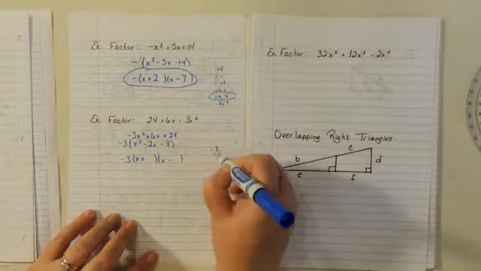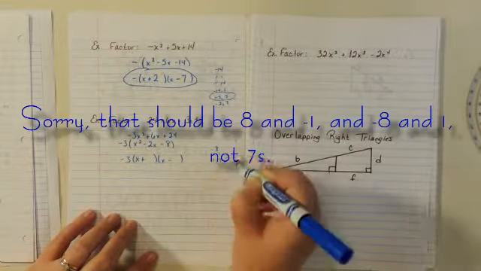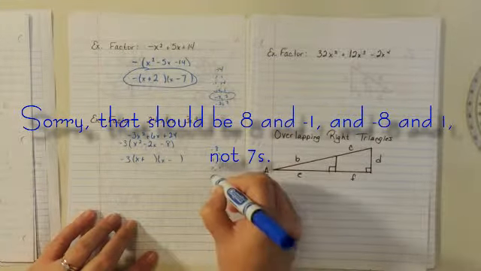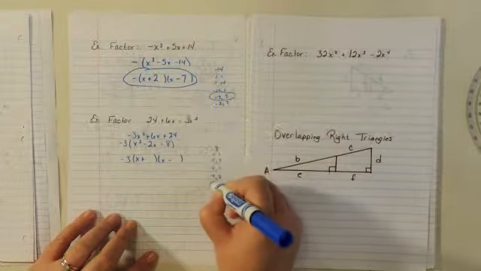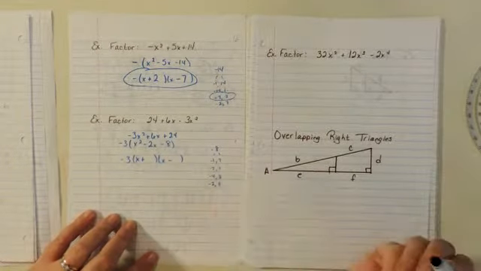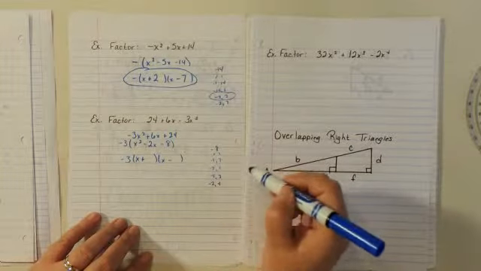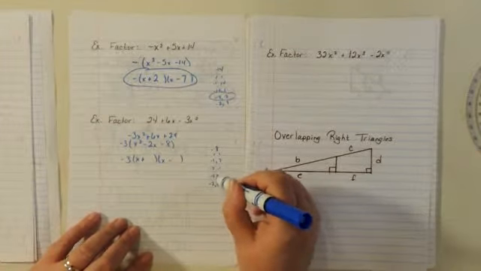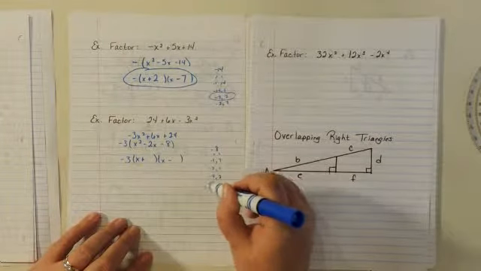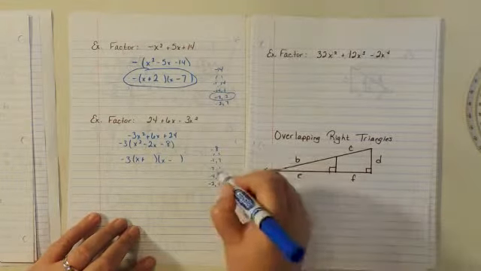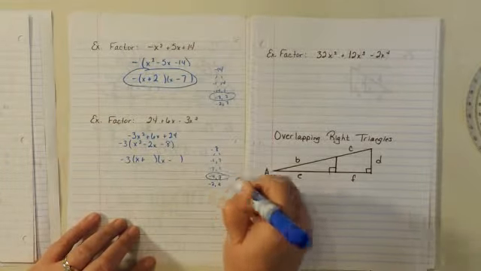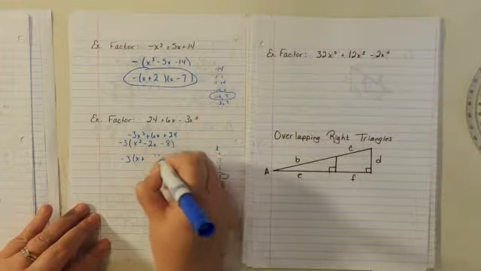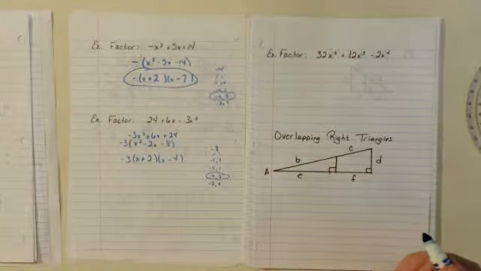The factors of negative 8 are negative 1 and 8, negative 8 and 1, negative 4 and 2, and negative 2 and 4. 7 minus 1 is 6. 1 minus 7 is negative 6. 2 minus 4 is negative 2, and 4 minus 2 is positive 2. So we need a negative 2, so we're going to use this pair. So we'll have a negative 4 and a positive 2. Okay?